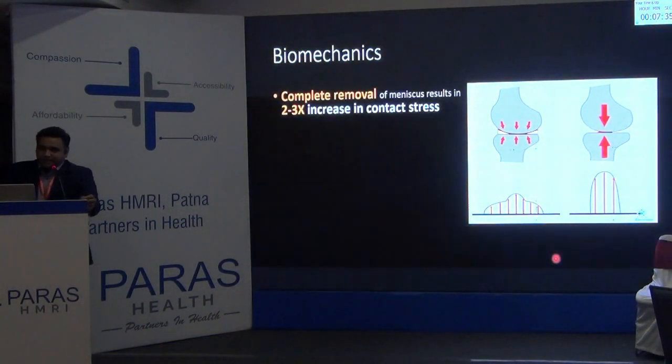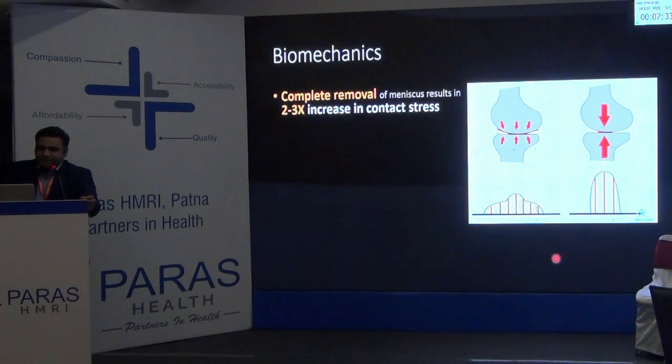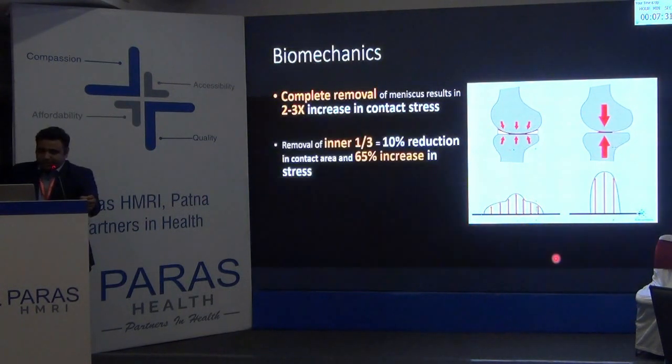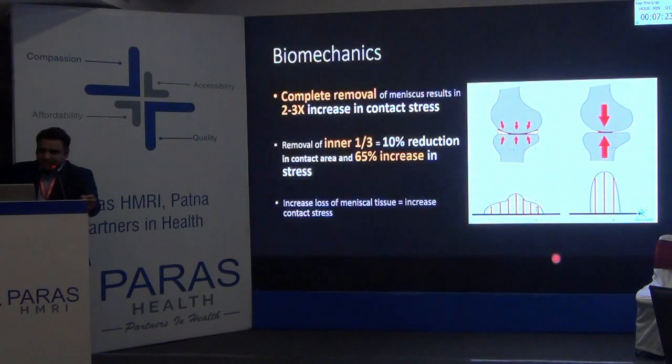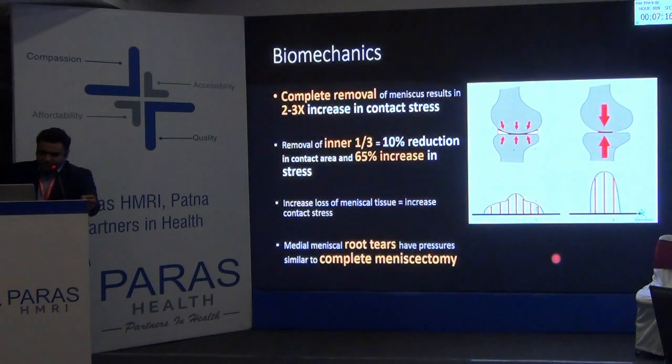If you remove the meniscus, there is a 2 to 3 times increase in contact stress in the joint. When you remove only the inner 1/3, there is still a 10% reduction in area and over 65% increase in stress in the knee joint. The more meniscal tissue is lost, the more the contact stress. And if there is a root tear that is not addressed, the knee can function as if there were a complete meniscectomy.